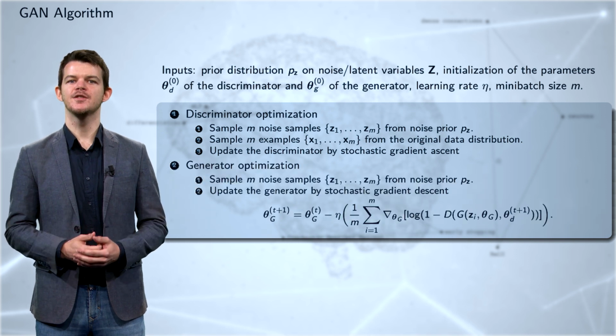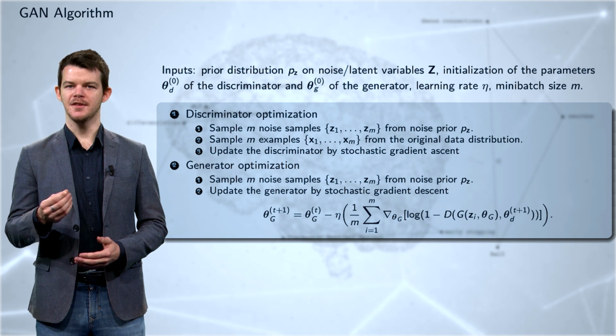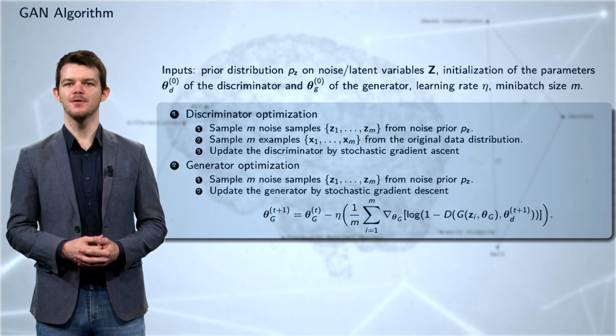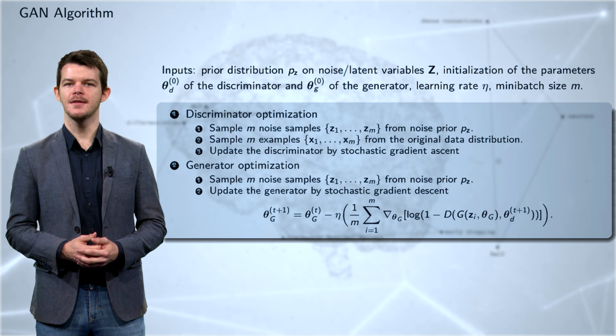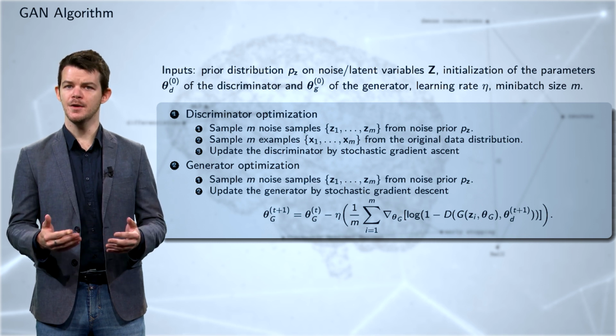The second step is to optimize the generator. To this aim, you sample m latent variables z1 until zm from the prior pz. Then you use these observations to compute an empirical version of the value function that you want to minimize and update the parameters theta g by doing a stochastic gradient descent step. The whole procedure works by repeating these two steps until convergence.